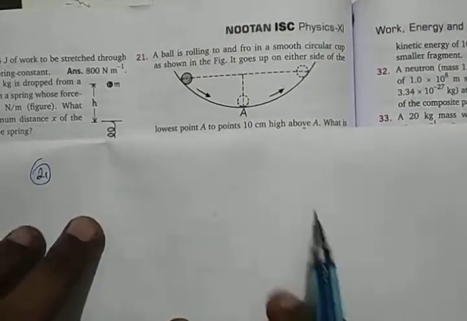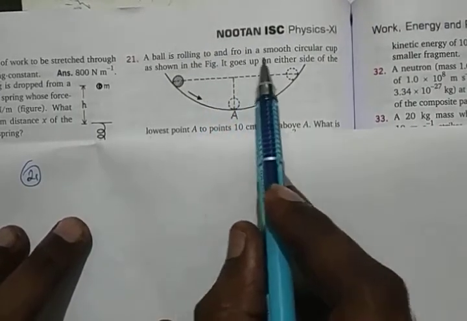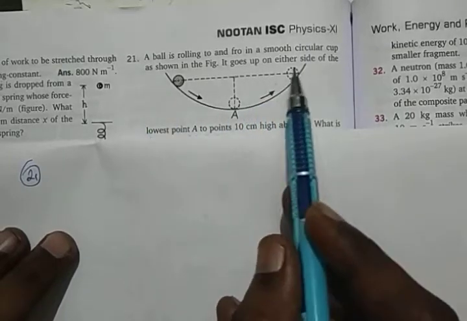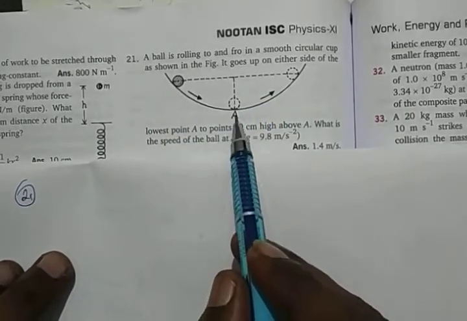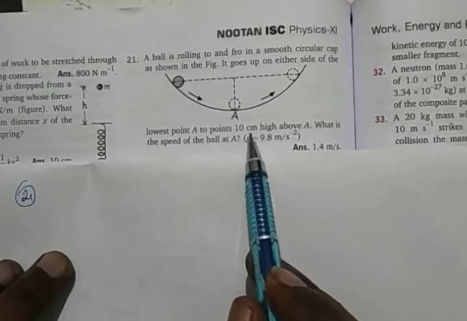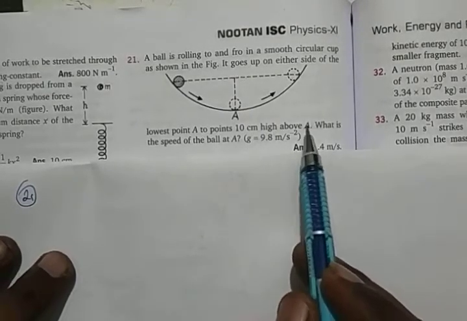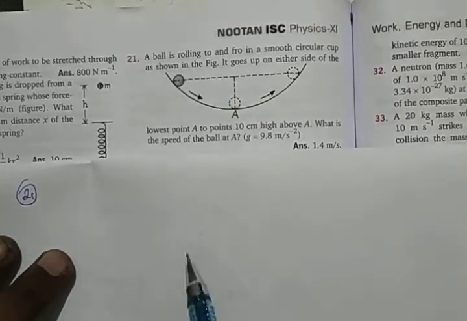A ball is rolling to and fro on a smooth circular cup as shown in the figure. The lowermost point is A, and the height is 10 centimeter above it. What is the speed of the ball at A?